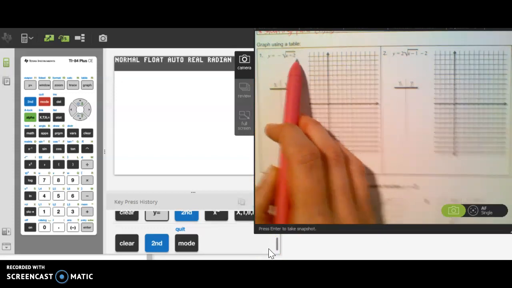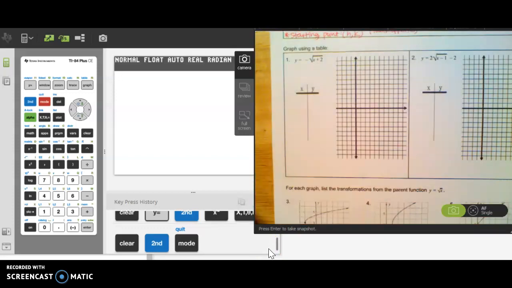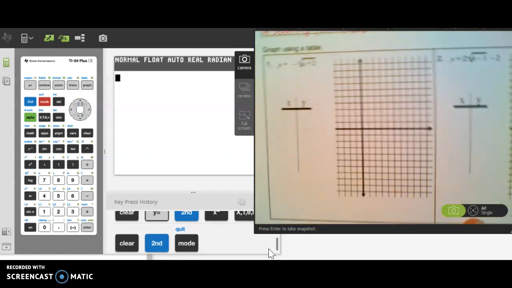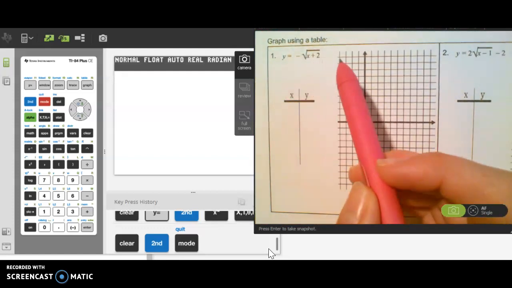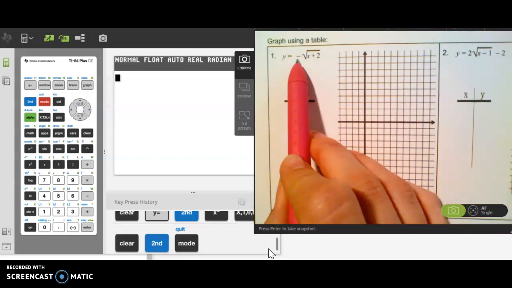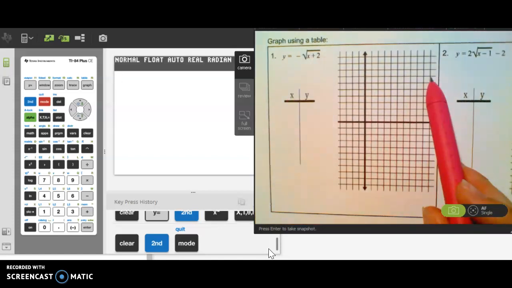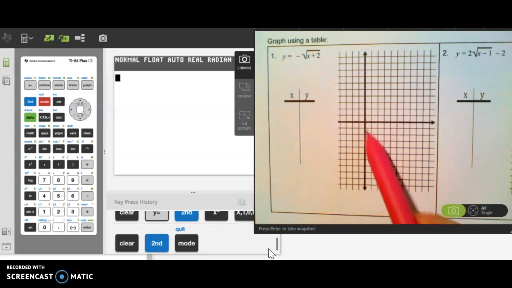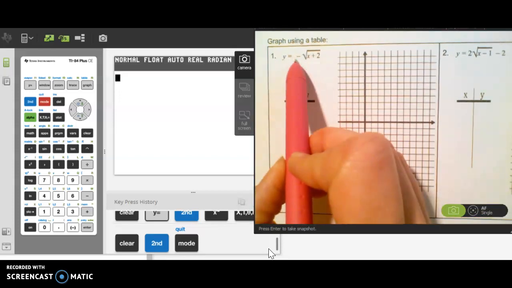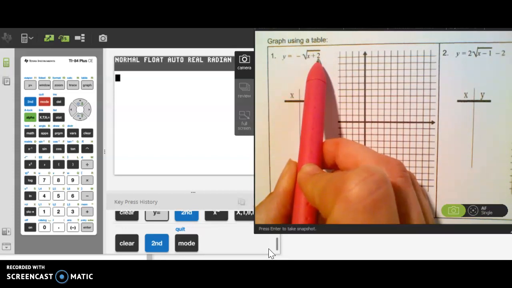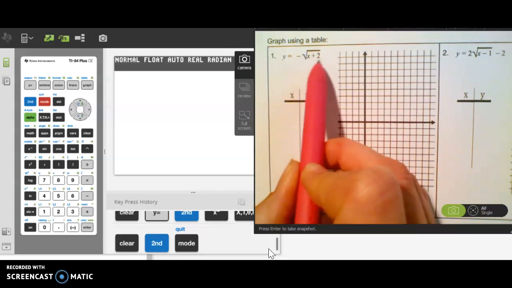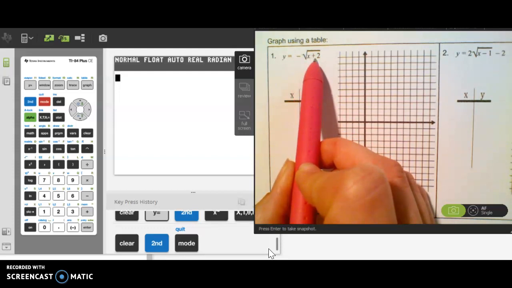Before we do that, I want to talk about what happened with this function. So we have y equals negative square root of x plus 2. Well, that negative tells us that instead of curving up, it was reflected and it will curve down. So that's what the negative means. That positive 2 tells us that it went left 2. Remember, the inside is right or left. We have to kind of think opposites.